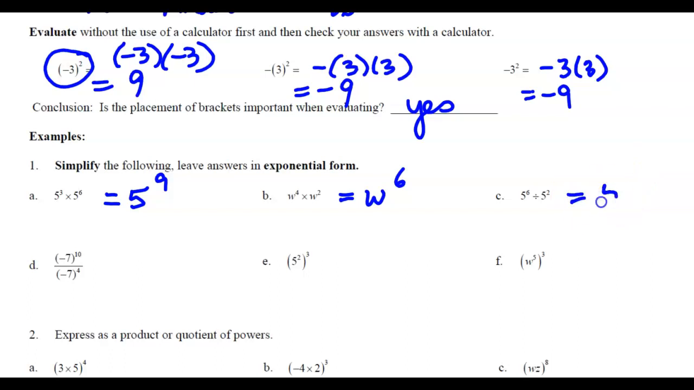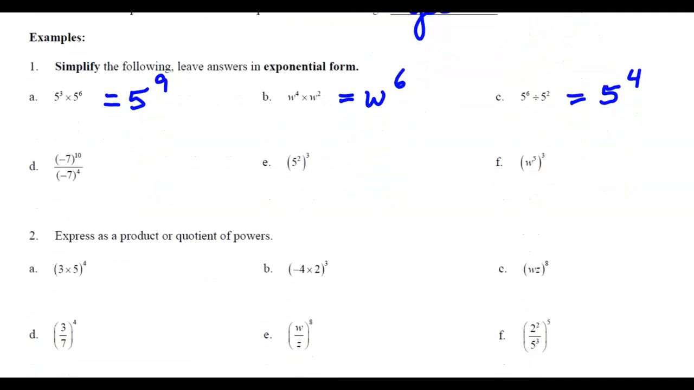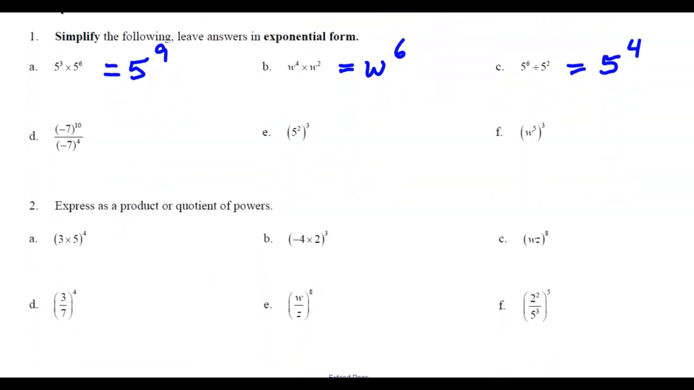Okay, so this should be 5 to the exponent 4. And again, how I visualize it, I've got 6 5s in the numerator, 2 5s in the denominator. So I divide out the 2 5s, I've got 4 left in the numerator. That's back to Math 9 stuff, so hopefully you remember that.